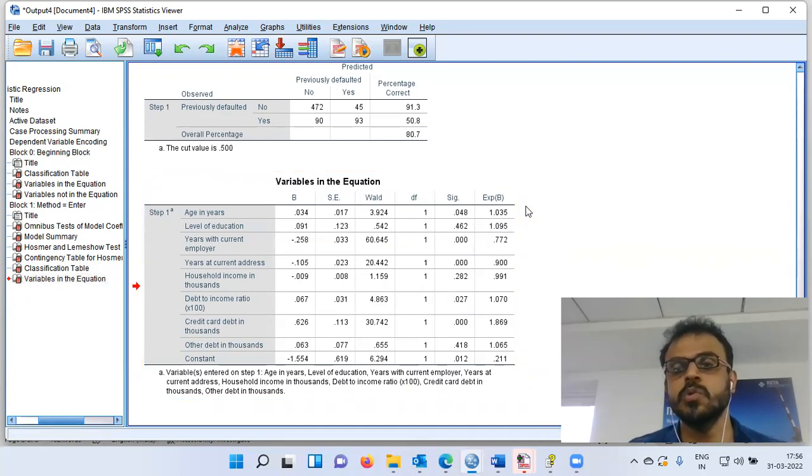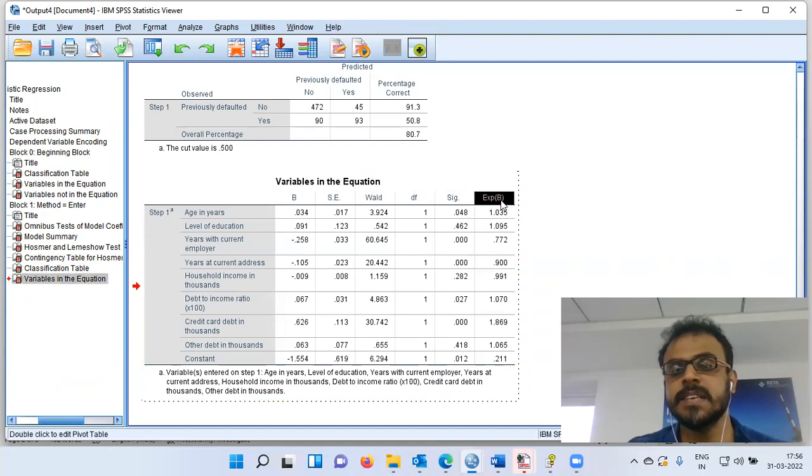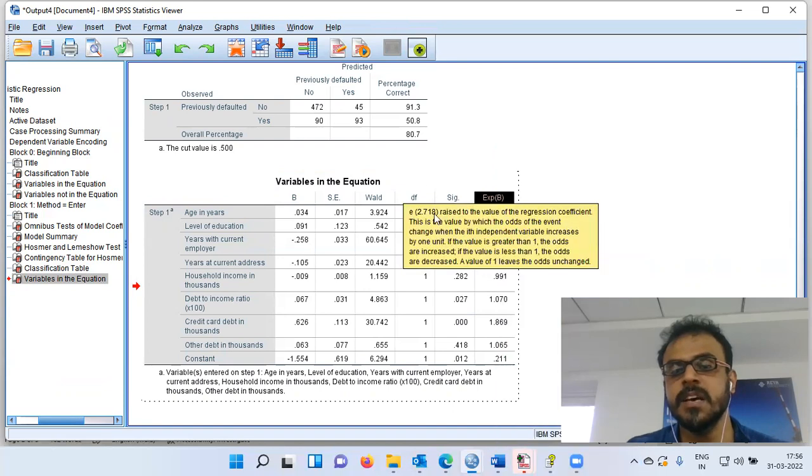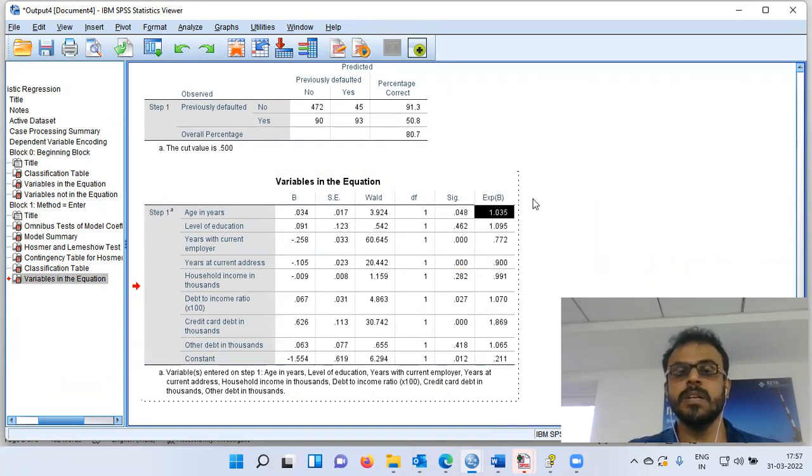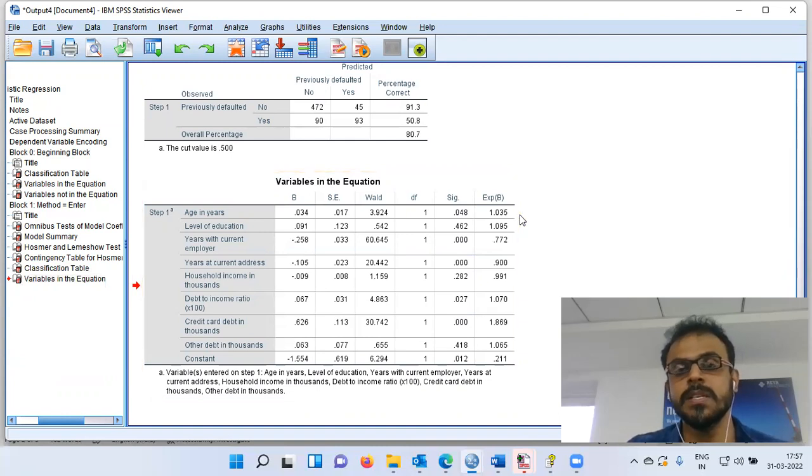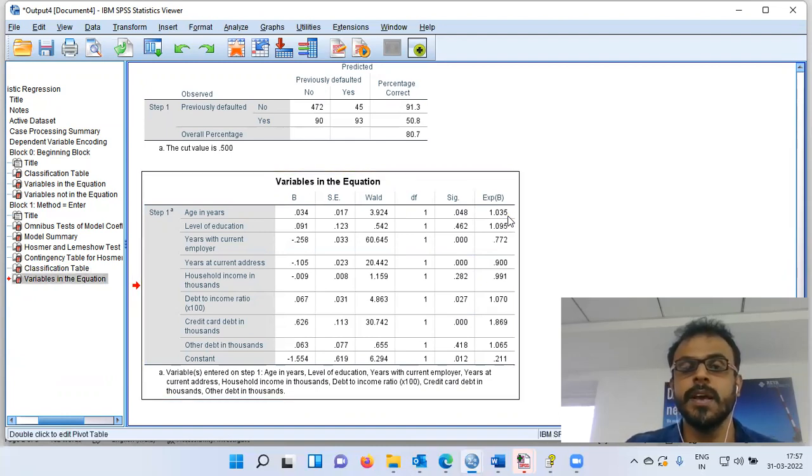Now, if you are an SPSS user and you want to look at the explanation, you can just double click on exponential of beta, select this and simply say, what's this? And SPSS gives the explanation for what the odds are. You can see here, E or 2.718 raised to the value of the regression coefficient. This is the value by which the odds of the event change when the ith independent variable increases by 1 unit. Now, let us try to interpret the odds ratio for age.